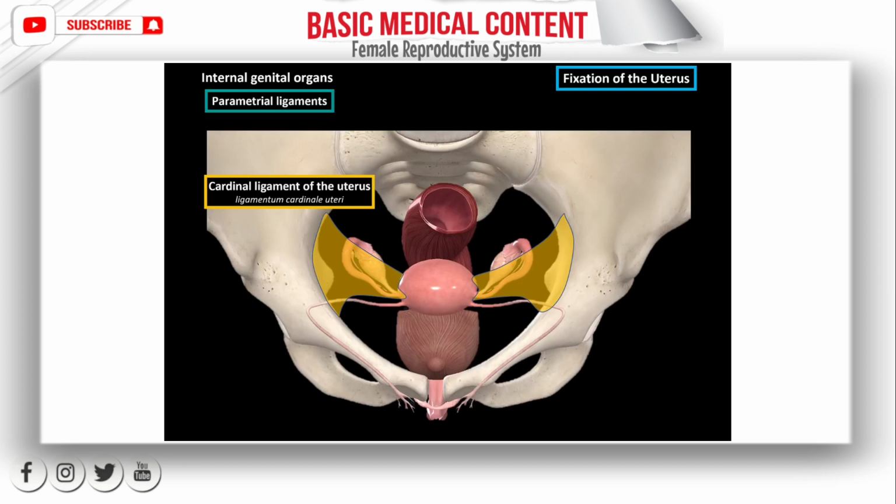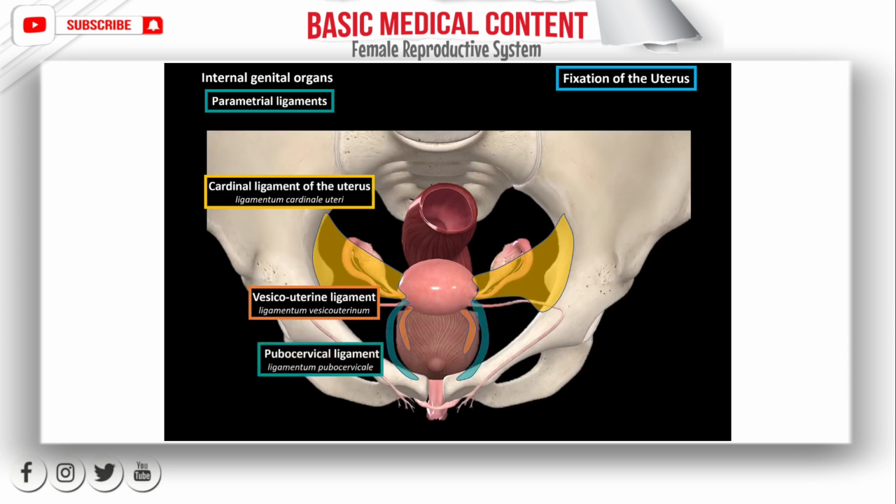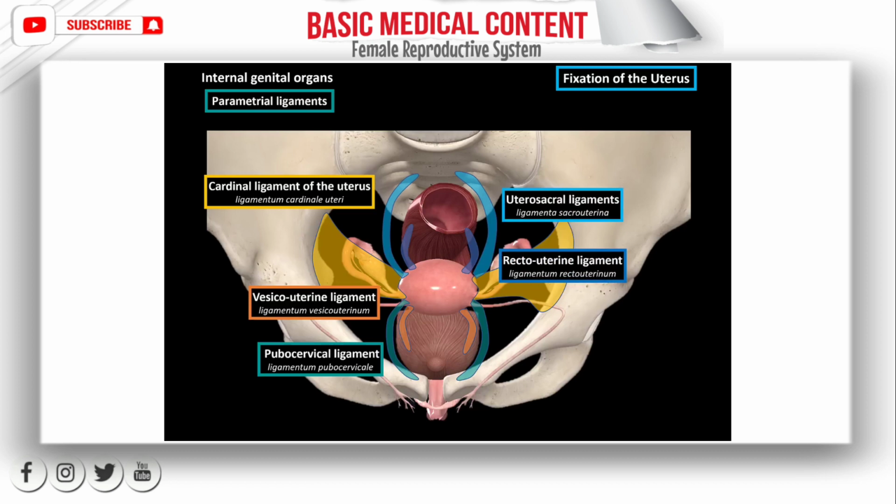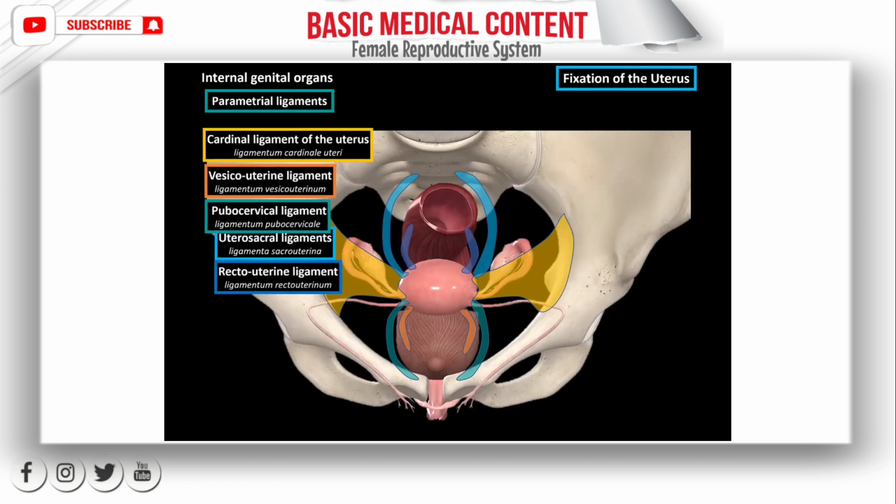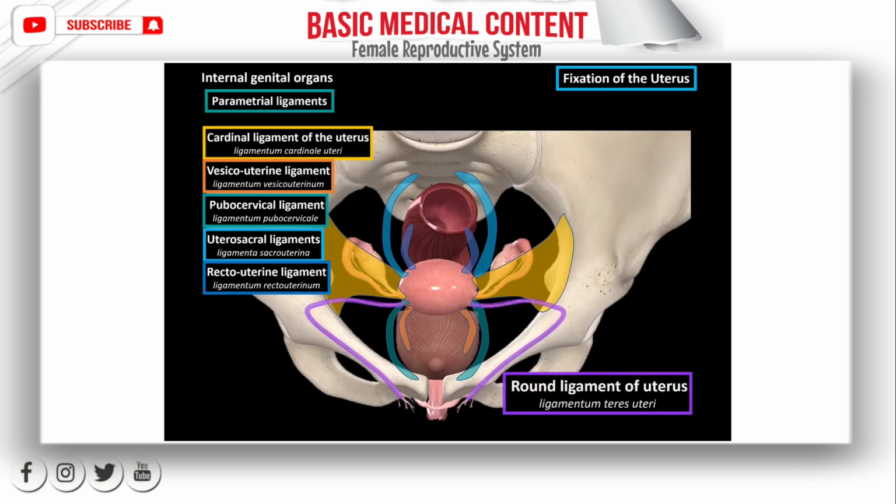pelvic cavity. There's the vesico-uterine ligament, which extends from the uterus to the urinary bladder. The pubo-cervical ligament goes from the pubic symphysis to the cervix. Then there's a uterosacral ligament and a recto-uterine ligament. So that's these. Another para-umbilical ligament that's very important is the round ligament of the uterus, which keeps the uterus in anteversion, especially during pregnancy.